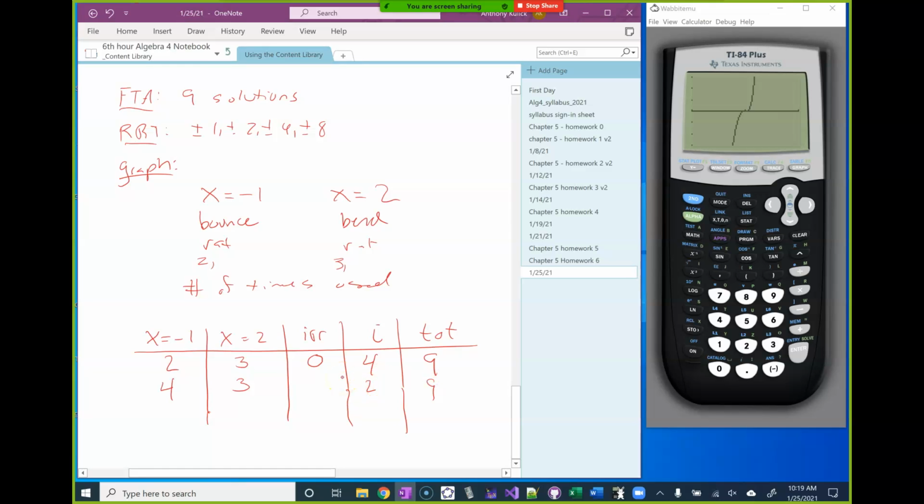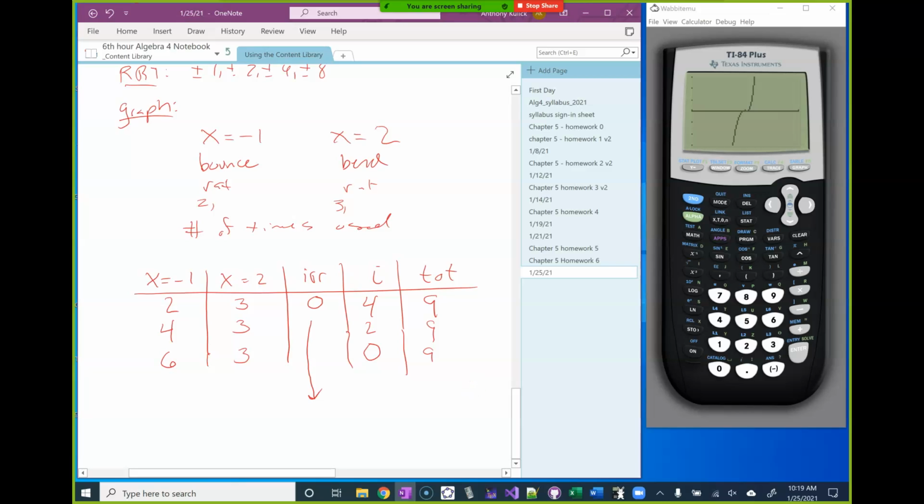Or instead of -1, we could be changing +2. So +2 could also have been used 5 times. Room for 2 imaginaries and 9 total. Or it could be used 7 times, leaving no imaginaries for 9 total.